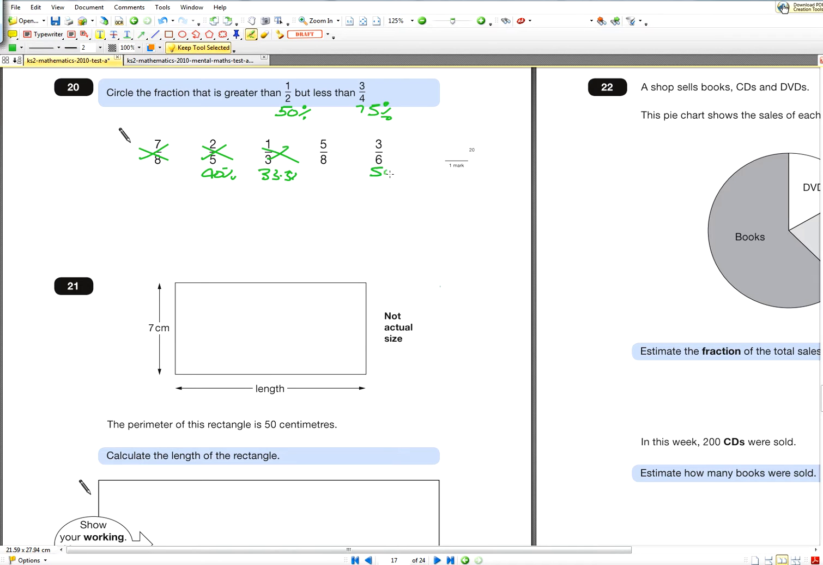Now 3/6. 3/6 is the same as saying a half, and a half is 50%. And the question was, it has to be greater than 50. So can 50 be greater than 50? No. So it's 5/8. So the answer has to be 5/8. Are we happy with that, folks? Are we happy?